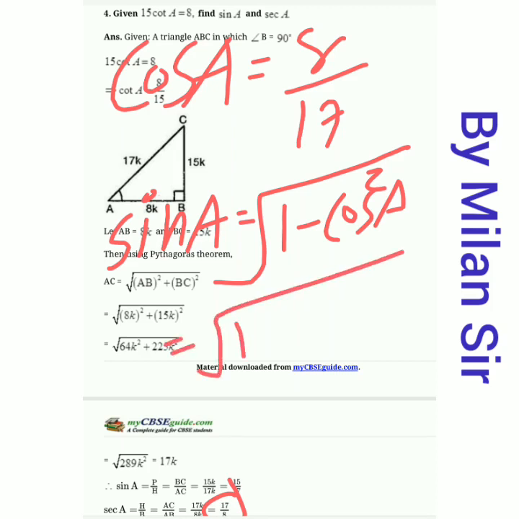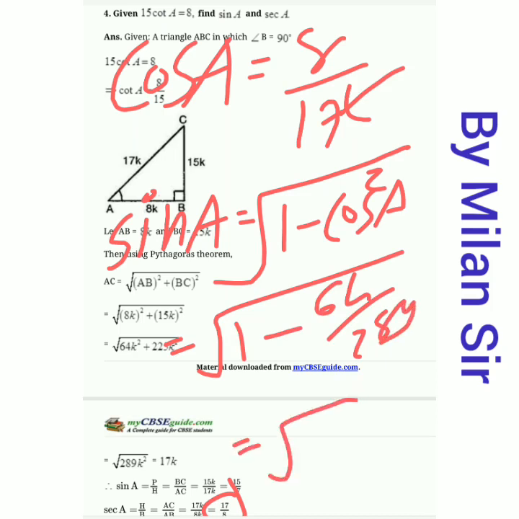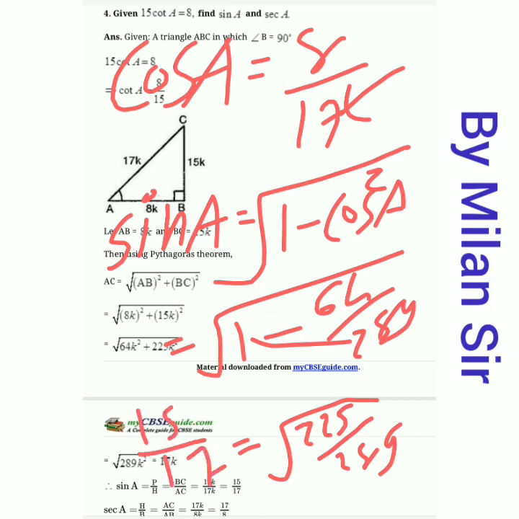Now put the value. Now cos square: 8 square is 64 and the denominator 17 square is 289. Again simplify it. So 289 ones are 289 minus 64, so 225 upon 289. Now take square root. The square root of 225 is 15 and the square root of 289 is 17. So you got the answer 15 by 17.